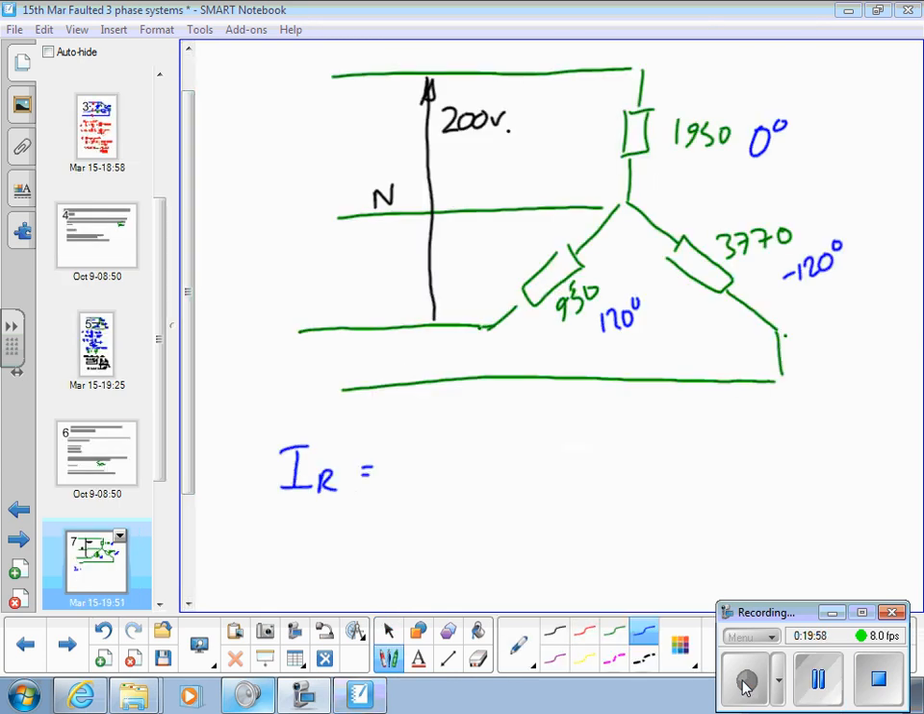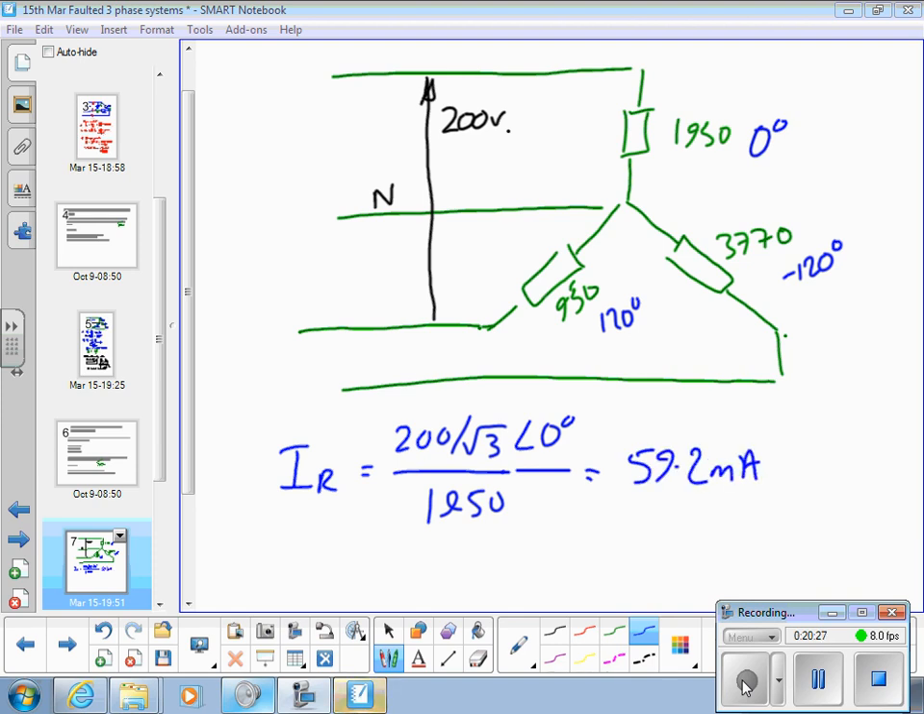I_R is equal to 200 over root 3, which is your 115 and a half, angle 0 degrees, divided by the 1950, and I got 59.2 milliamps, angle 0 degrees, and that's the same result as we got with the other system anyway.